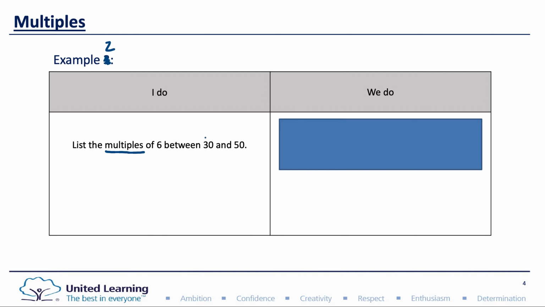So I'm thinking 6 times 6 is 36. If it has to be between 30 and 50, let's think that might be not inclusive. So let's start with the first number after 30. So 36 would be the first one. That's 6 times 6. And the next one would be 6 times 7, which is 42.